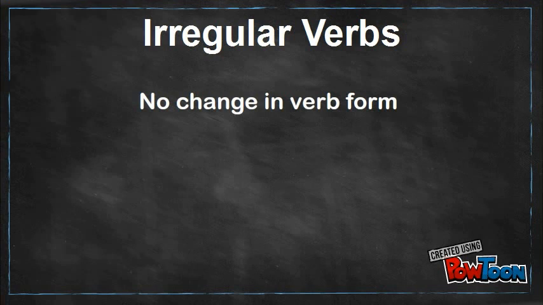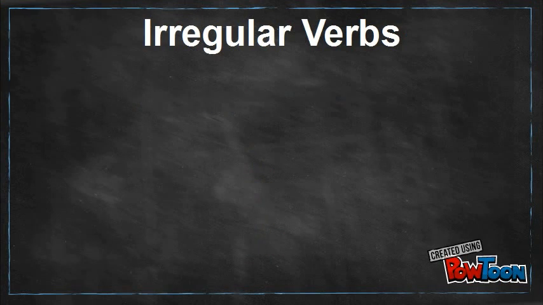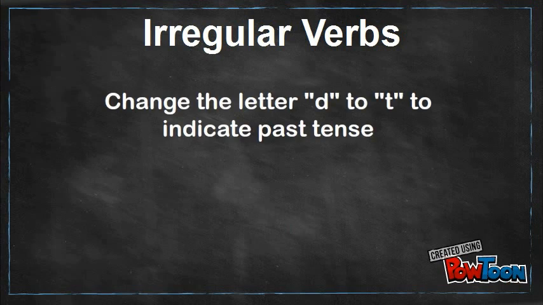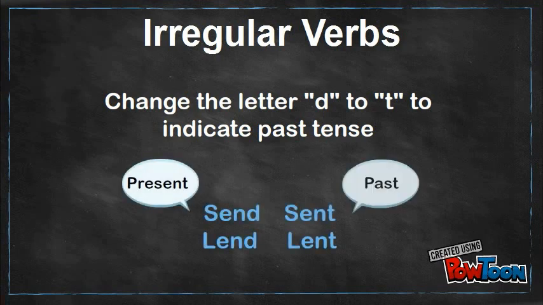Certain irregular verbs do not change form regardless of whether they are in present or past tense. Some examples of these verbs include put, cut, set, and let. Other irregular verbs that end with the letter D require you to change the D to the letter T to indicate past tense. Some examples of these verbs include send that becomes sent and lend that becomes lent.